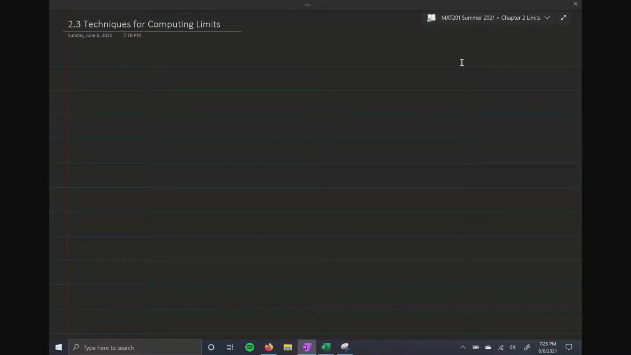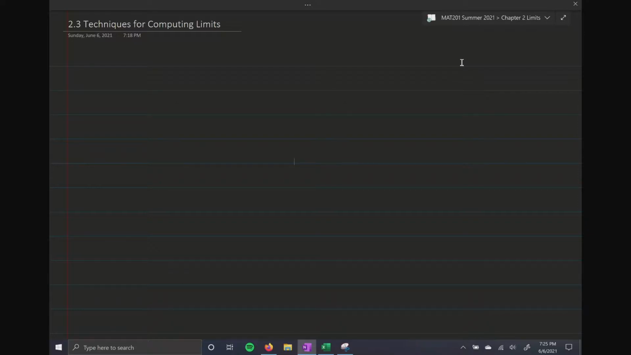Welcome to section 2.3, Techniques for Computing Limits. These techniques are actually pretty easy. The only thing you're going to be worried about is if you run into a situation where you have to do something, maybe algebraically manipulate the limit or something like that.